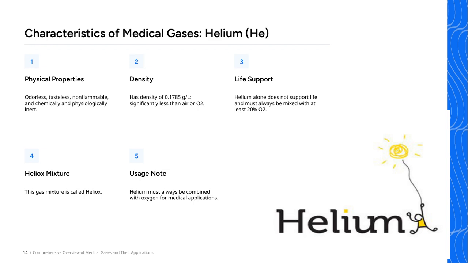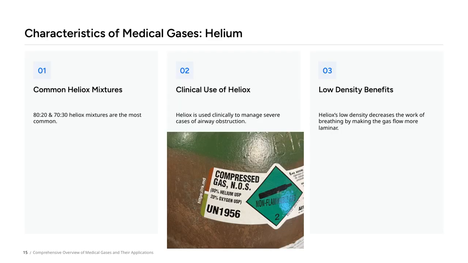medical treatments. Let's talk about heliox and why it's such an interesting medical gas. One of its key features is its low density, which actually helps decrease the work of breathing for patients. This is because the gas flows more smoothly, or more laminar, through the airways. By making airflow more efficient, heliox can significantly reduce the effort needed to breathe, especially in patients with compromised airway function. Clinically, heliox is particularly useful in managing severe cases of airway obstruction.